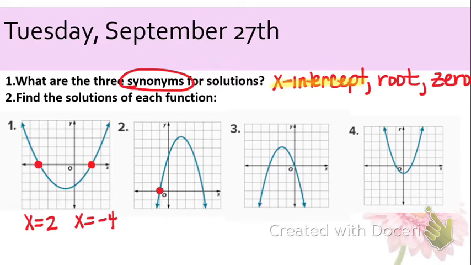Clinton, what are your solutions for question 2? Who had x equals -1 and x equals +4? All right. Number 3, go ahead and look at question 3.